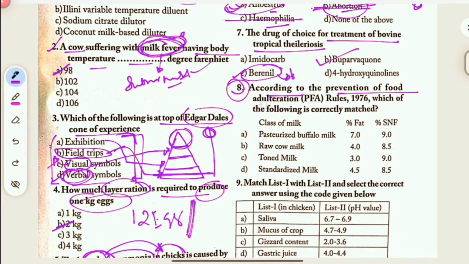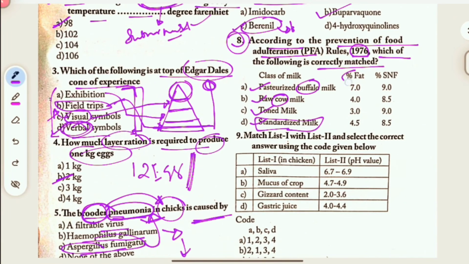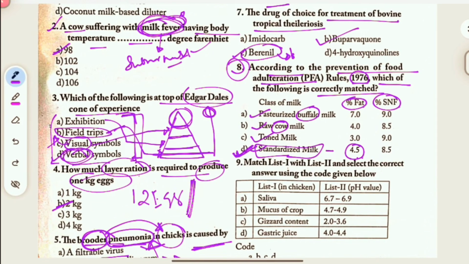According to the Prevention of Food Adulteration Rules, 1976, which of the following is correctly matched? So here you can notice the classes of milk are pasteurized buffalo milk, raw cow milk, toned milk, and then standardized milk. As we all know, the fat percentage and SNF percentage of standardized milk is 4.5 and 8.5 respectively. So the correct answer for this question is option D, that is, standardized milk has 4.5% fat and 8.5% SNF. When it comes to the other options, for toned milk, if you look at the fat percentage, that is 3%. This is actually correct.